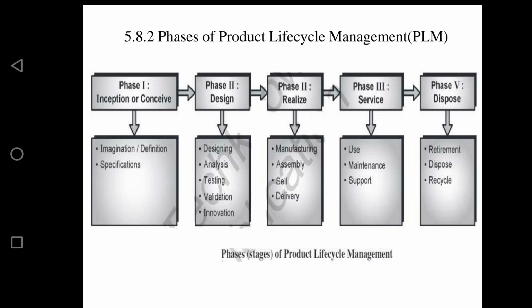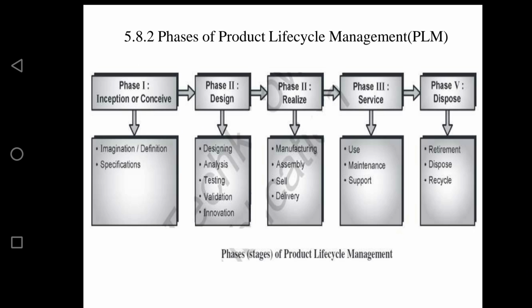Once we define the product and its specifications, the next phase is design. The second phase deals with the design of the product. What do we do in design? In design, we do detailed designing of the product, analysis of the design, testing of the product through computer modeling and different prototypes, validation of the design, and innovation of the product if any innovation is needed. So that is the design stage.